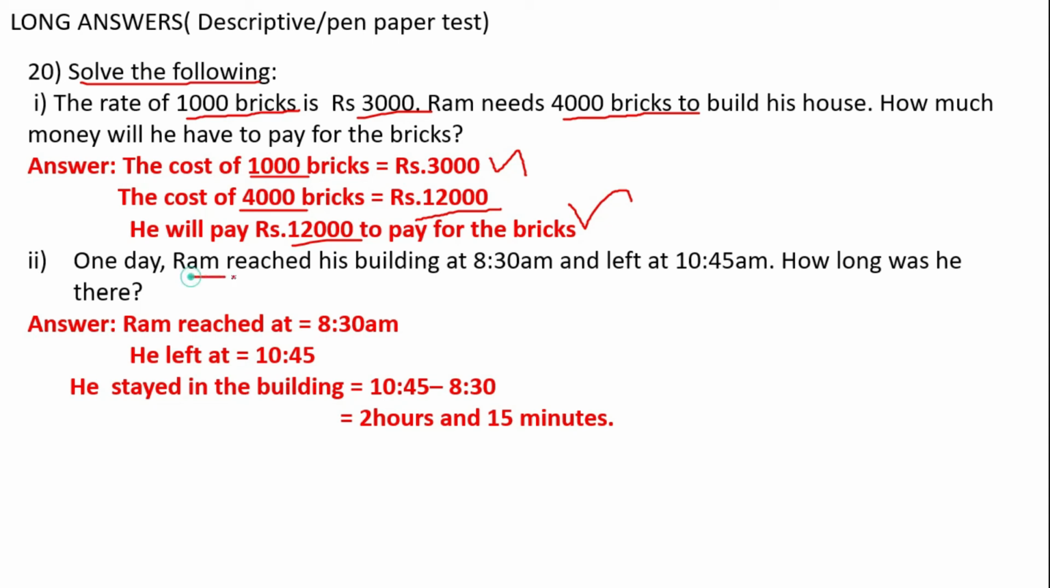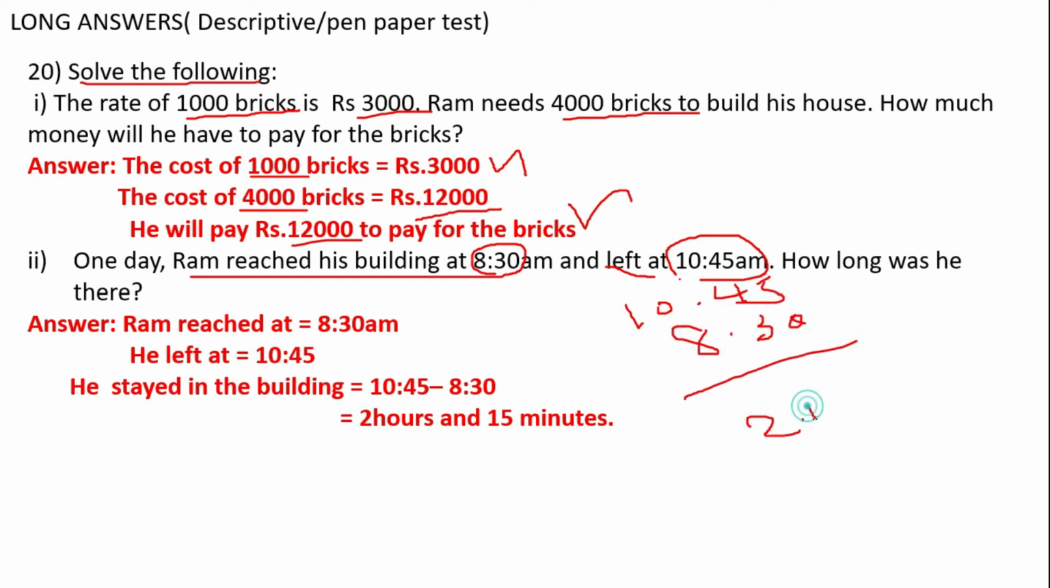One day, Ram reached his building at 8:30 a.m. morning. He left 10:45. How long he was there? So you have to subtract 10:45 minus 8:30. You will be getting 2 hours 15 minutes he was staying in the place.